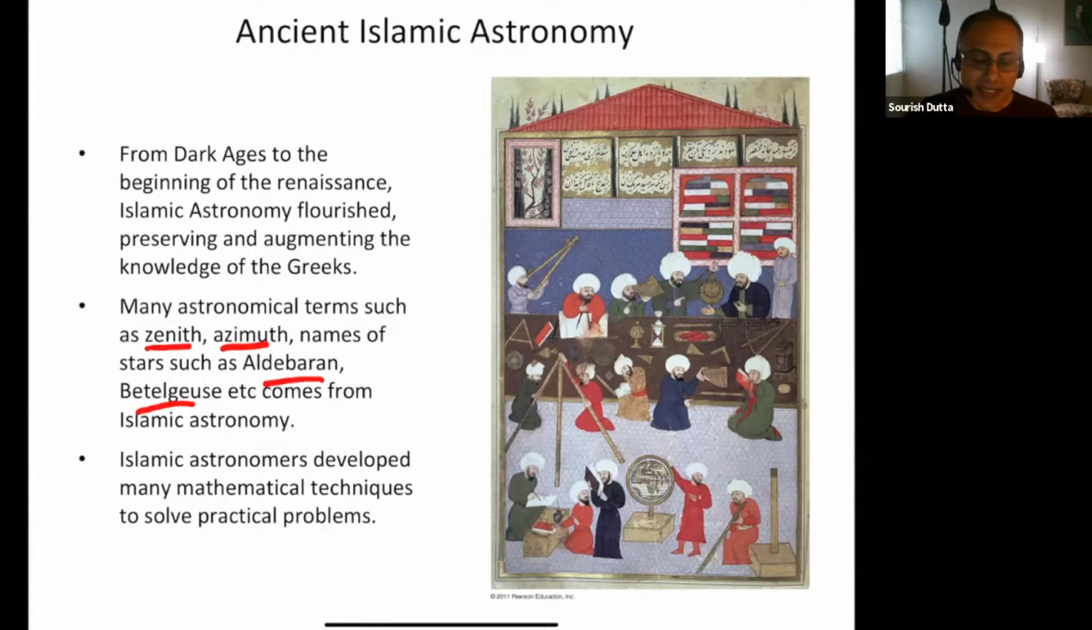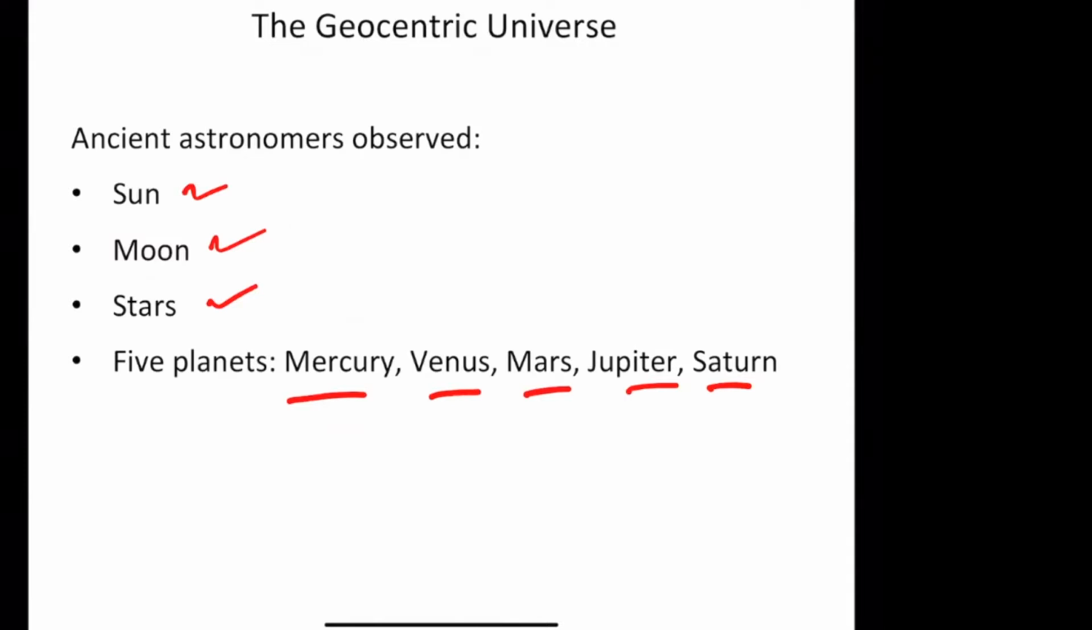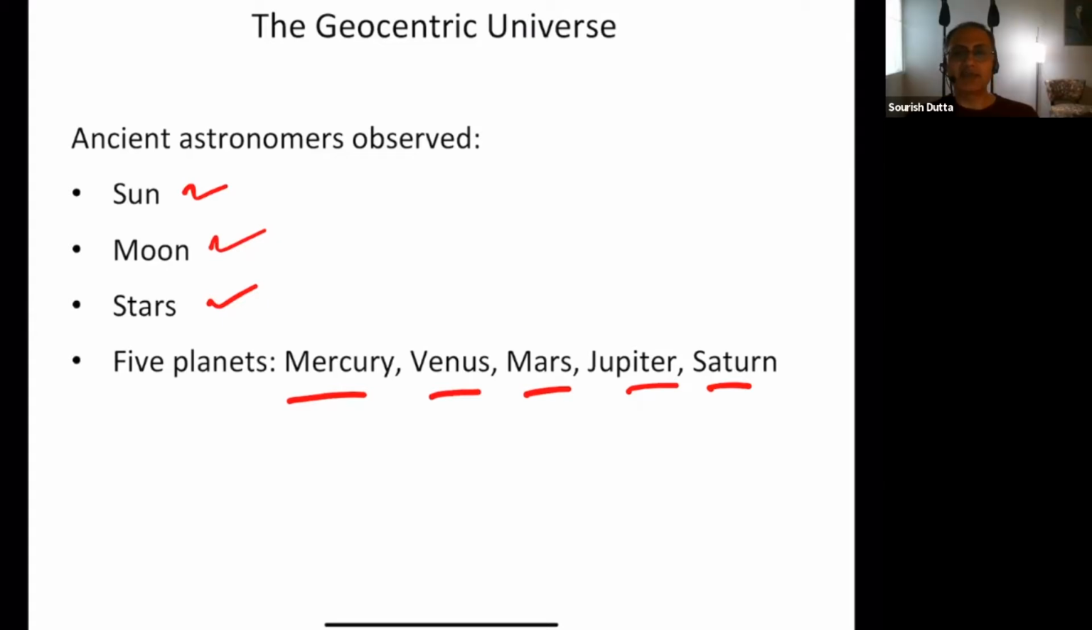Now, ancient astronomers, when they looked up at the sky, observed the sun, the moon, the stars, and 5 planets: Mercury, Venus, Mars, Jupiter, and Saturn. Do you know why I am only mentioning 5 planets? What about the other planets, Uranus and Neptune? Ashley, do you have any idea? I could only imagine that maybe they didn't have the technology to see. Yes, that's right. Uranus and Neptune are very difficult to see.